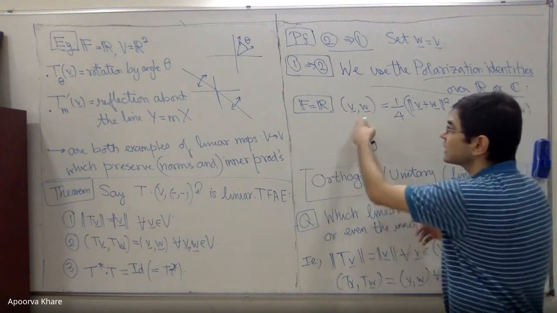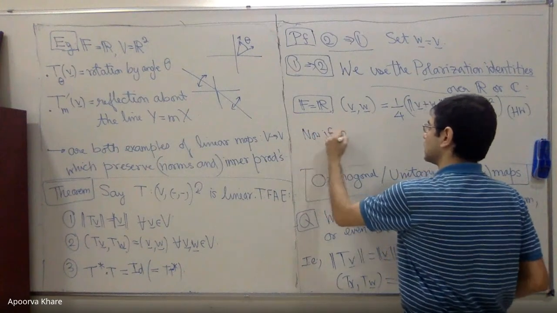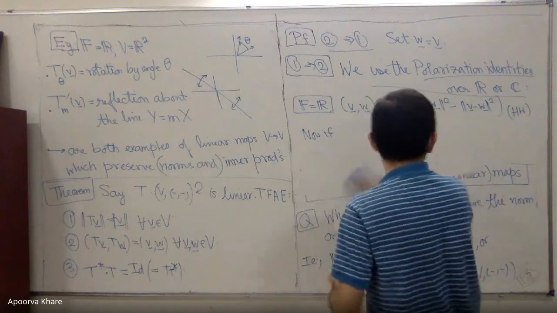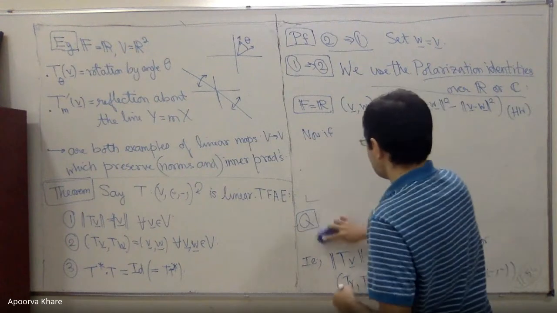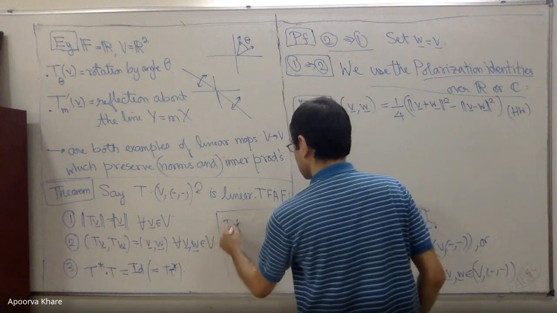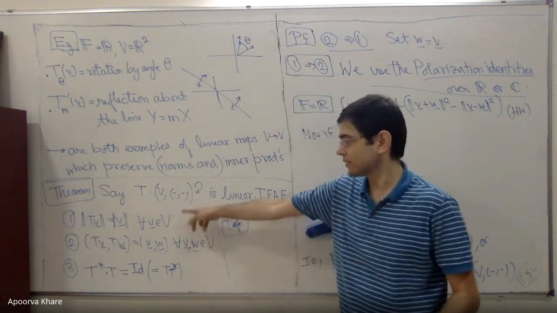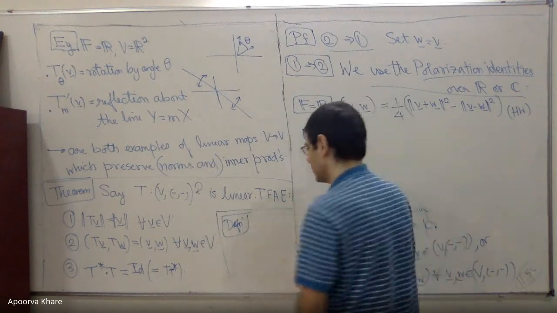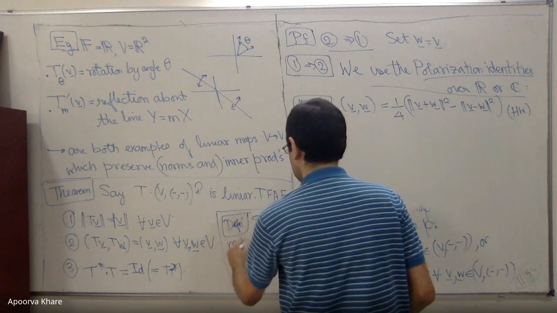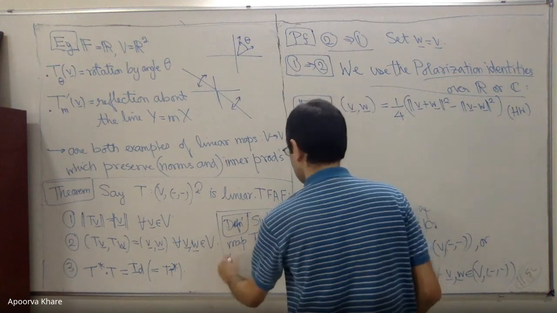Now, how does this help us? We want 1 implies 2. So if 1 holds. I should have mentioned the definition here. Such a map T which satisfies either 1, 2, or 3 is called a unitary map. Such a map T is said to be unitary.